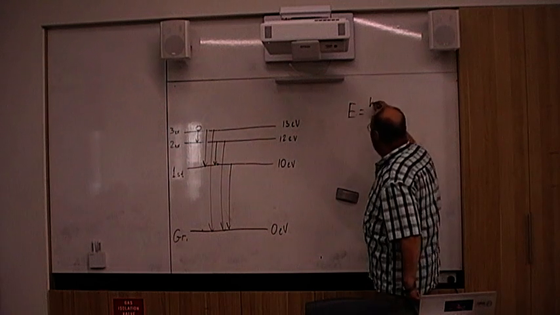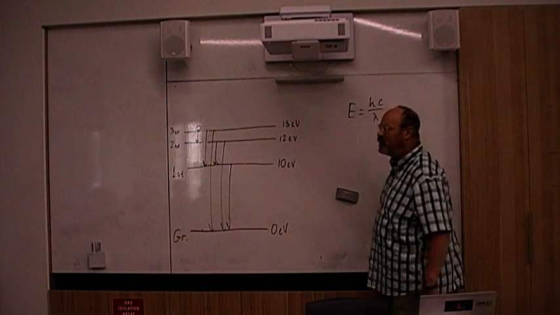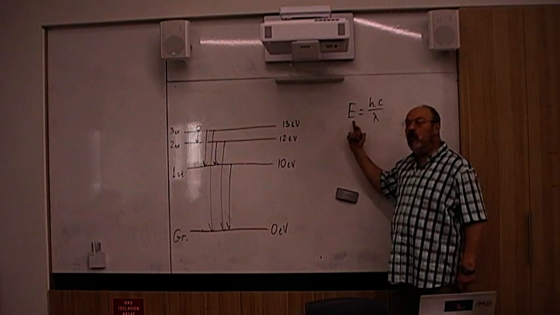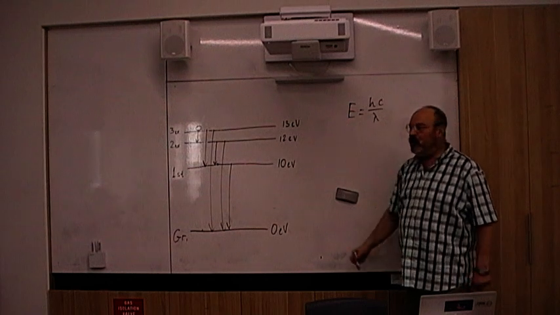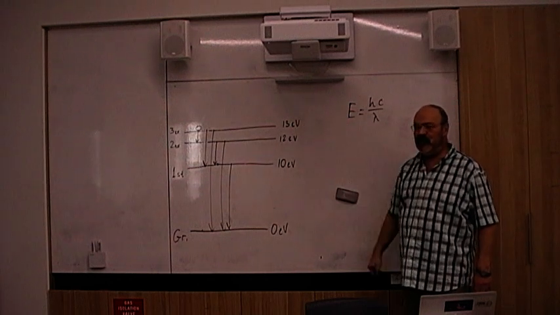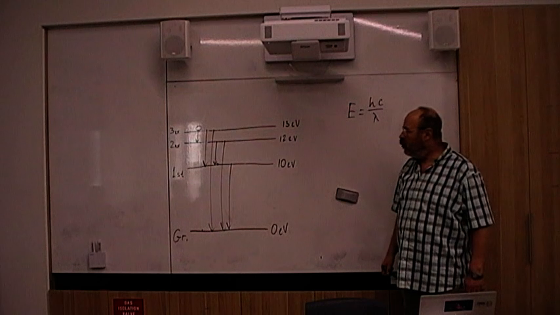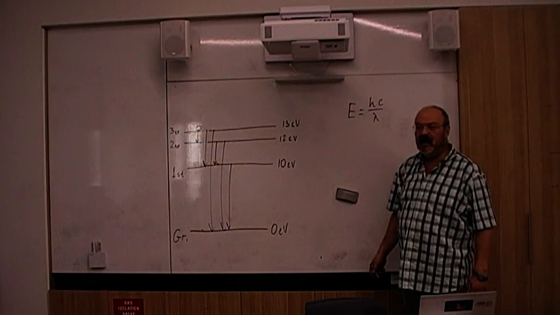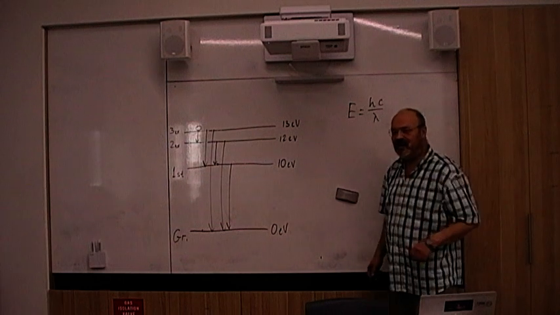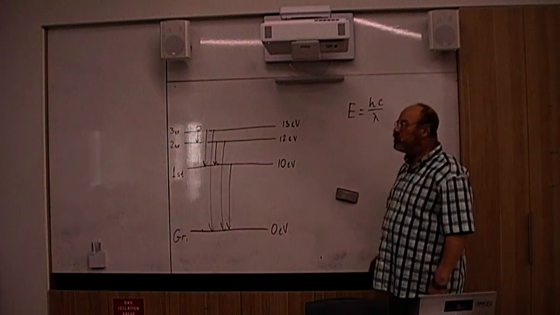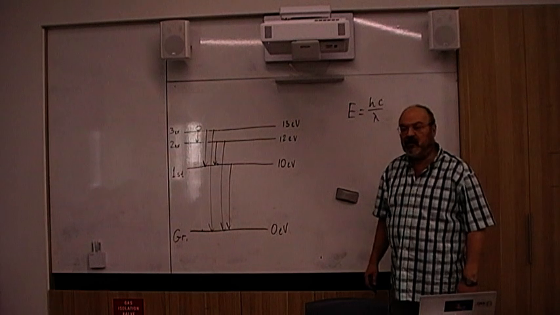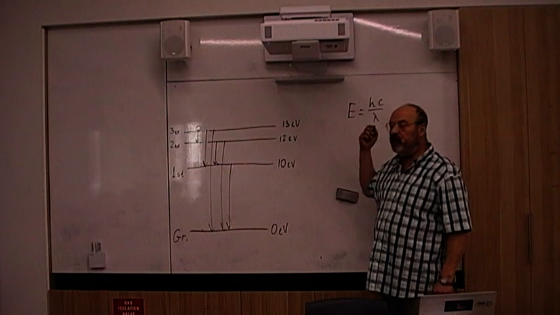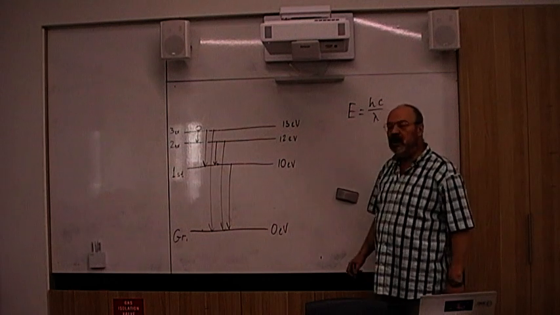E equals hc over wavelength. So the longest wavelength will be produced with the smallest energy, which is the smallest transition here? From 13 to 12. That's what we said. We said 13 to 12. So the longest wavelength will be with the photon energy of 1 electron volt.